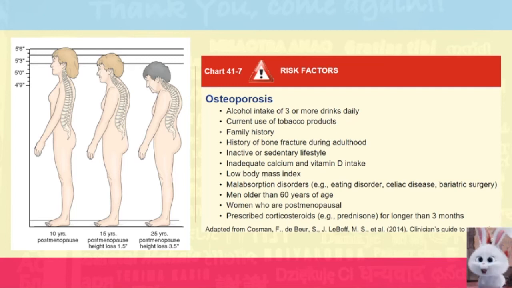Like your prednisone. This image is actually retrieved from Brunner and Suddarth. So if you look at this, 10 years post-menopause, it will appear like that. 15 years post-menopause, and then 25 years post-menopause. Here, class, is your dowager's hump, the decrease in height related to the fractures here on the upper part of your spine.